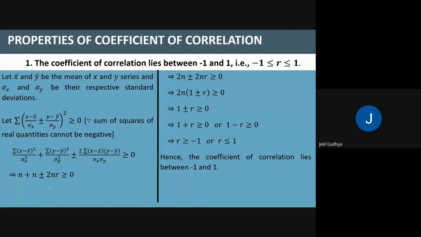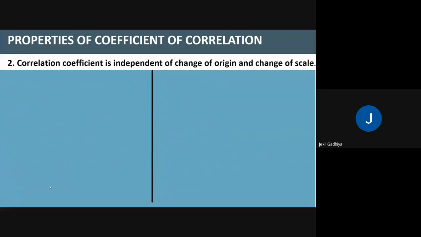So this is the first property. The coefficient of correlation lies between minus 1 and 1. Now property 2: the correlation coefficient is independent of change of origin and change of scale. Now it is very much important.